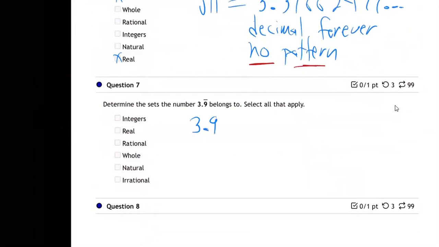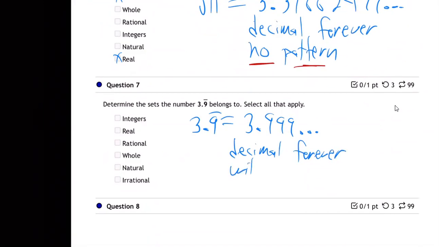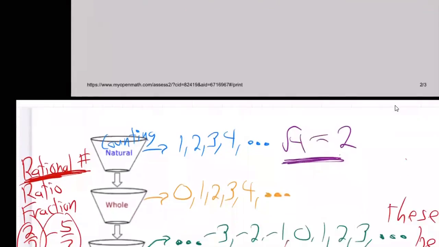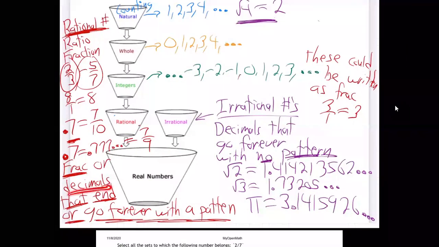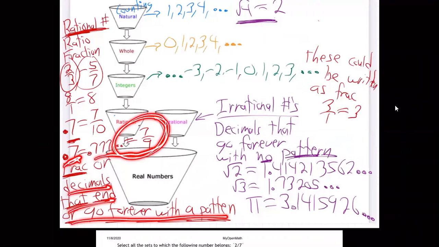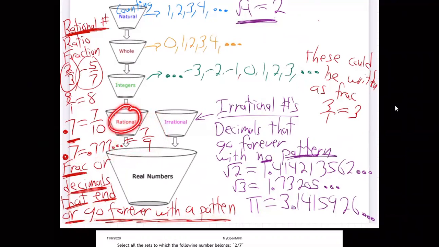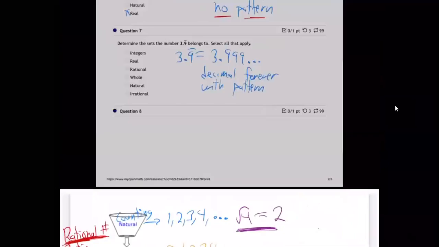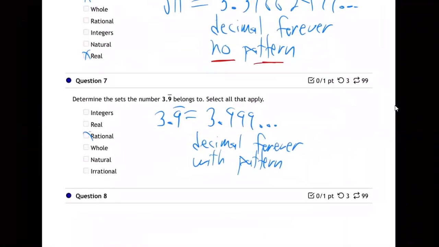Number 7, 3.9 bar. You know what that means. The 9s go forever. Decimal forever with a pattern. What does that mean? Decimals that end or go forever with a pattern like 0.7 bar can be written as a ratio. We learned how to do that in the decimal section, how to change all those forever patterns into fractions. It can be written as a ratio, a fraction. So it's rational and it's real, because all rationals are inside the real dish.